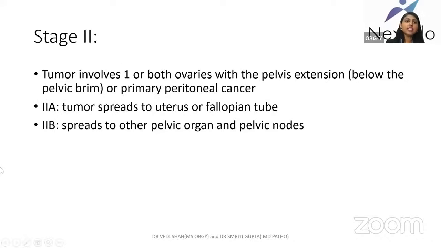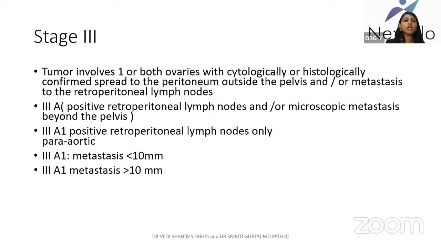Next, we have stage 2, wherein the tumor involves one or both ovaries with pelvic extension, which is below the pelvic brim, or primary peritoneal cancer. 2A includes the tumor spread to the uterus or the fallopian tube, and 2B includes the spread to other pelvic organs as well as the pelvic lymph nodes.